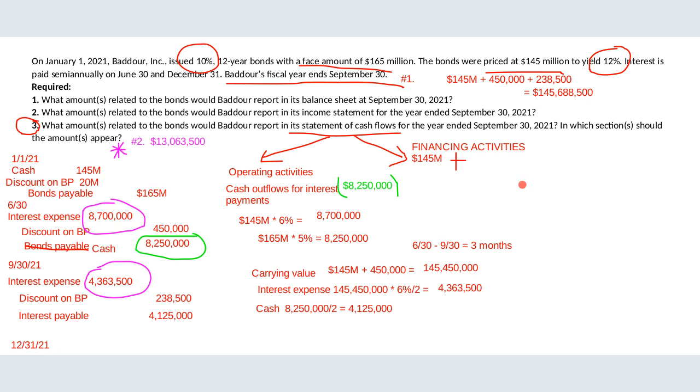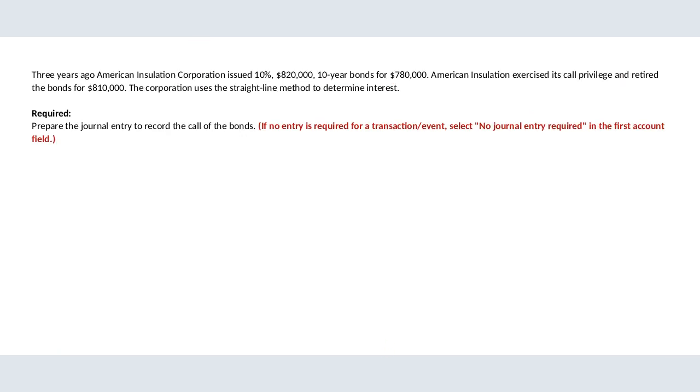But yeah, I don't think that Connect is asking you to put plus and minus signs. I'm just showing it the way that it would show on the statement of cash flows. Okay. So this makes for an excellent exam question. I like it because it includes everything there is to know about bonds.